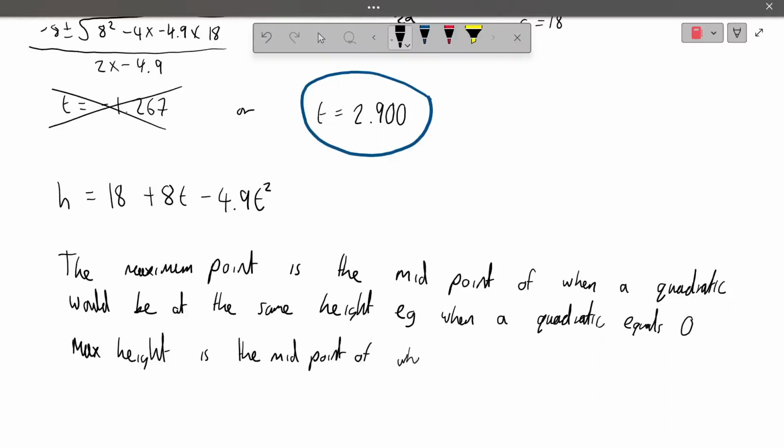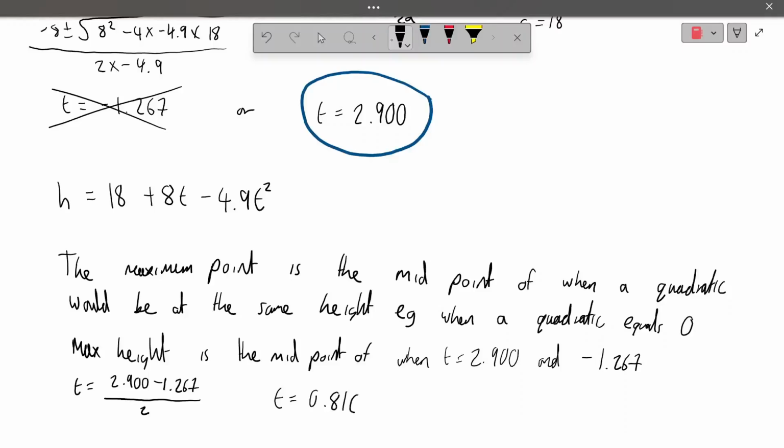of when t equals 2.900 and minus 1.267. So in this case, t equals the middle, that 2.900 minus that 1.267, over 2. Now we work that out, that t equals 0.8165.